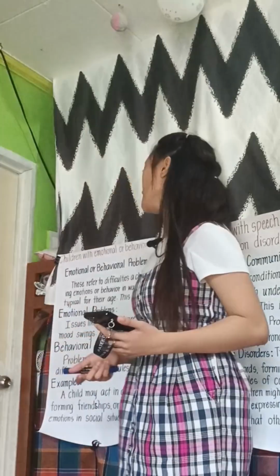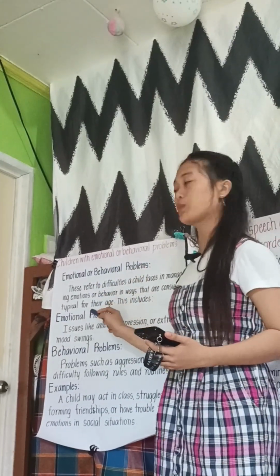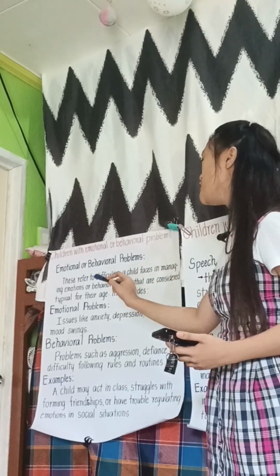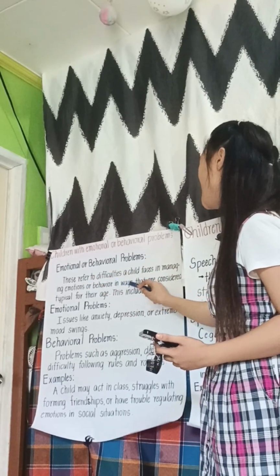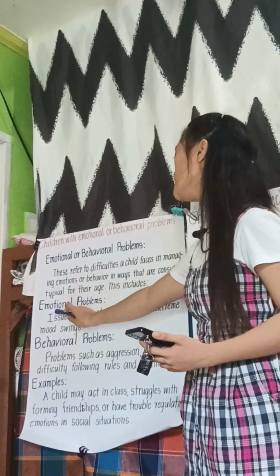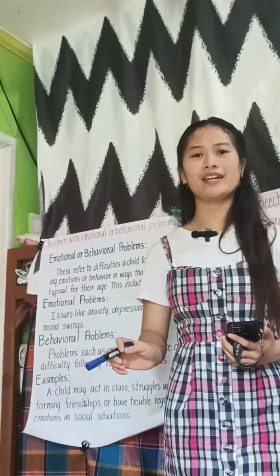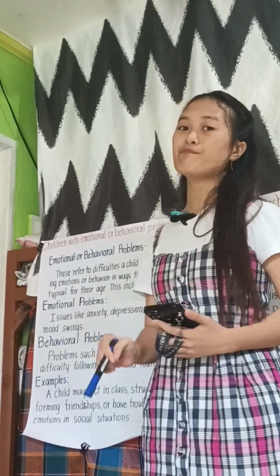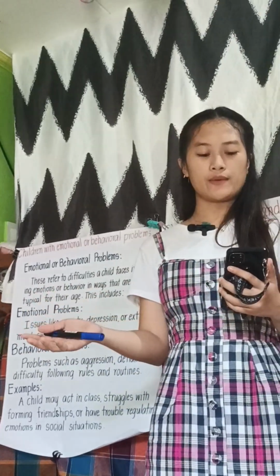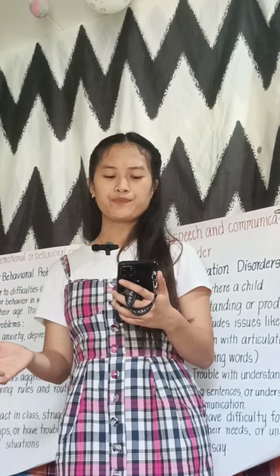Okay, now let's proceed to emotional or behavioral problem. This refers to difficulties a child faces in managing emotions or behavior in ways that are considered typical for their age. This includes emotional problems, issues like anxiety, depression, and extreme mood swings. When we say anxiety, class, a child may feel constant worry, fear, or nervousness in situations that are typically not threatening, such as being away from a parent or speaking in front of others.